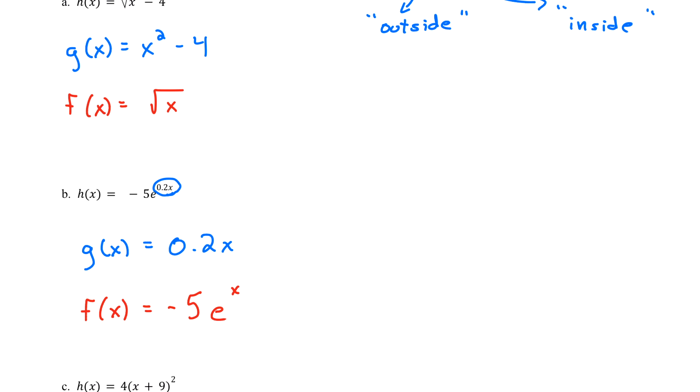So we should, again, be able to check our answer here. If I was to take 0.2x, plug that in for x, I should get the exact same function that we started with, which is good. That's what we want. So let's look at just a couple more here.